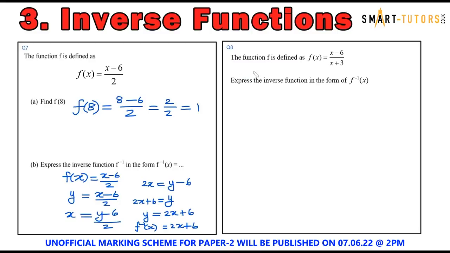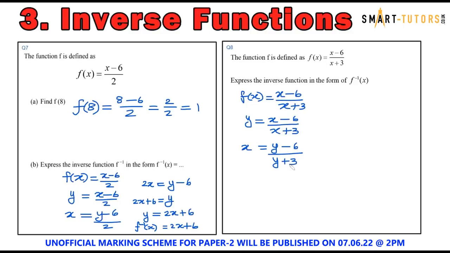Question number 8, the function f is defined as f(x) is. So I'm going to write the f(x) function. It's going to be (x minus 6) over (x plus 3). Now we're going to do the same thing. So f(x) is going to be replaced by y. So y equal (x minus 6) over (x plus 3). Now we are going to swap the letters, y to x and x to y, so x equal (y minus 6) over (y plus 3).